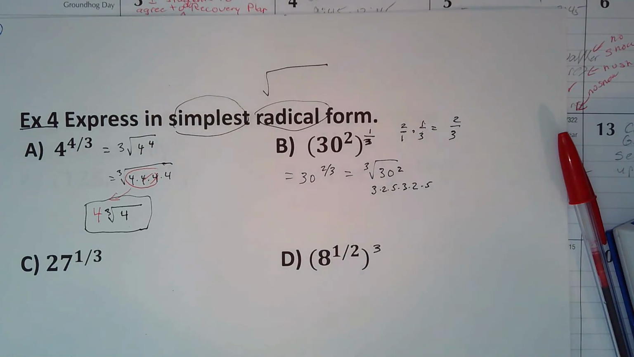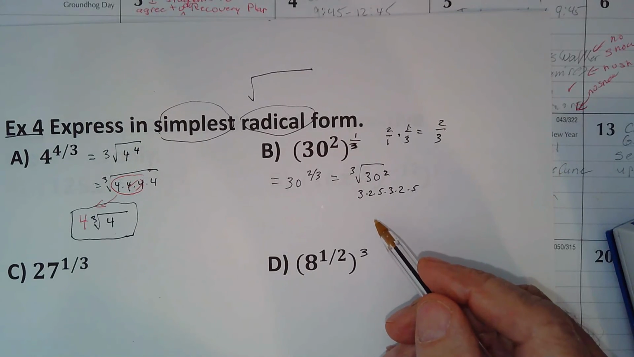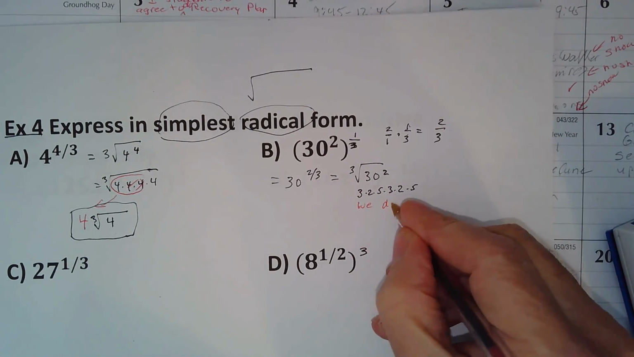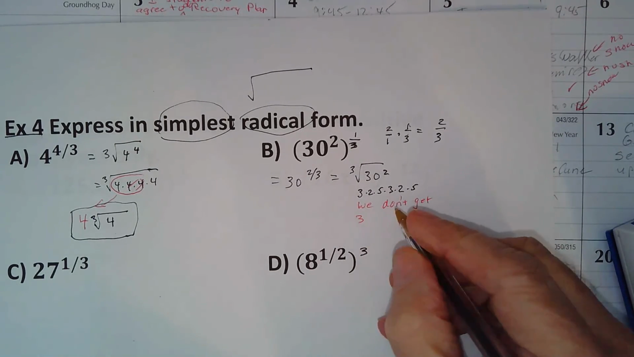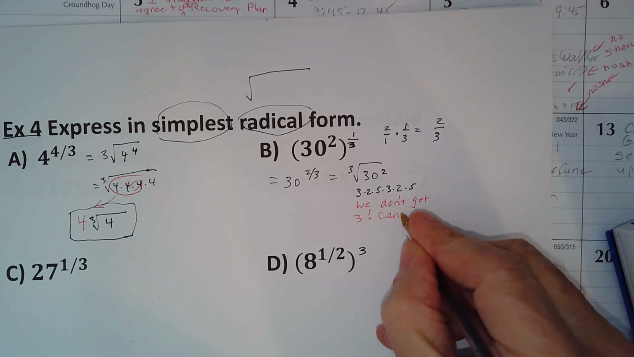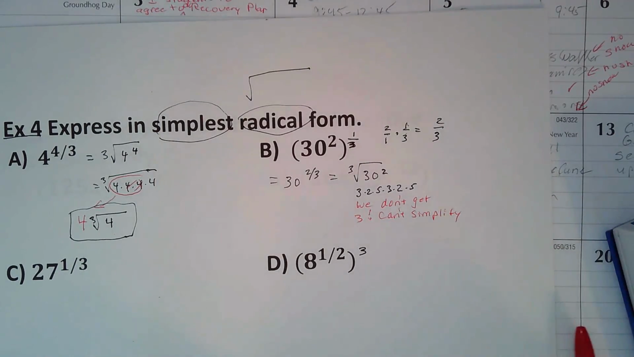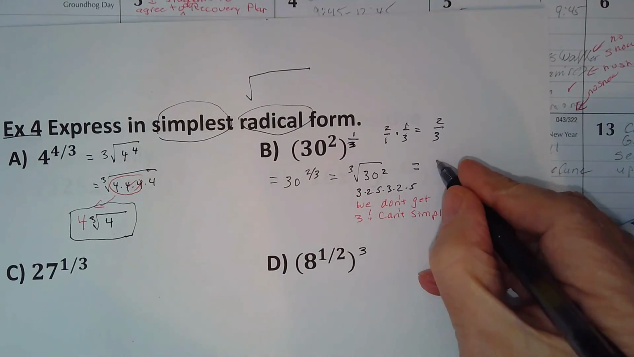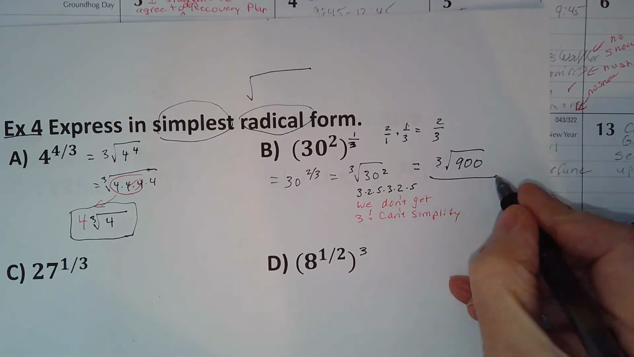So we don't get a group of 3. So you can't simplify. So the only thing we can do is take the 30 squared and multiply that together, and you get the cube root of 900. Okay, and that's your answer.